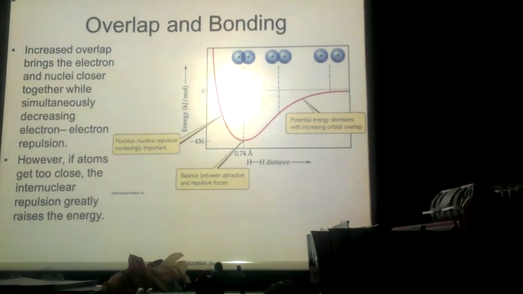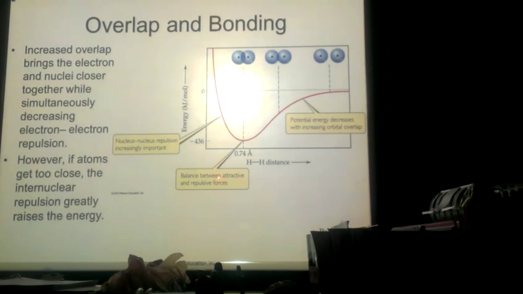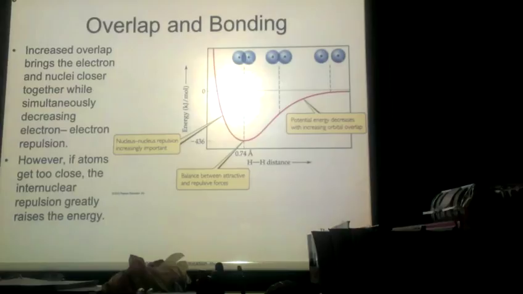Okay? As distance decreases, I'm moving this way, decreasing distance between these two 1s orbitals. I now have a little bit of overlap here. Because I have a little bit of that overlap, I have increased electron density between the two nuclei, so I'm forming my covalent bond now. When that happens, the potential energy of that system is going to decrease. So energy is going to be here in my negative. I'm forming an attraction.